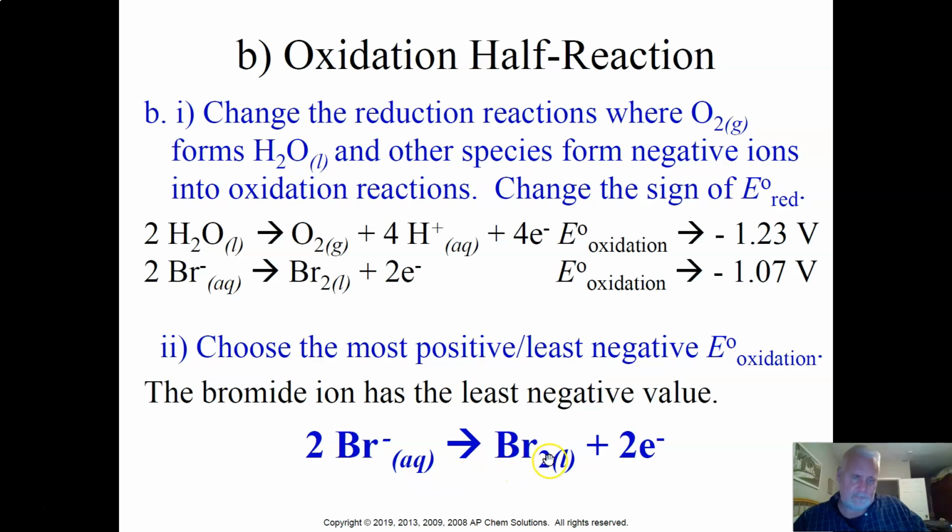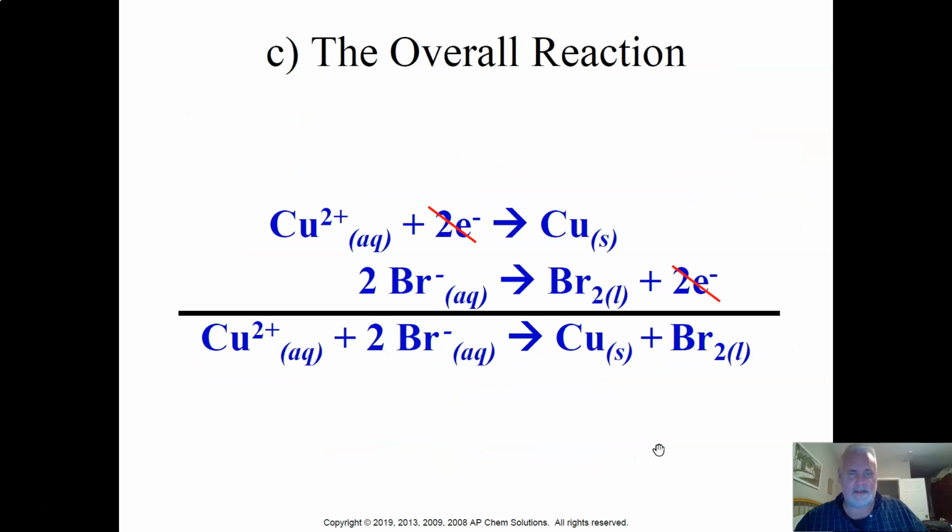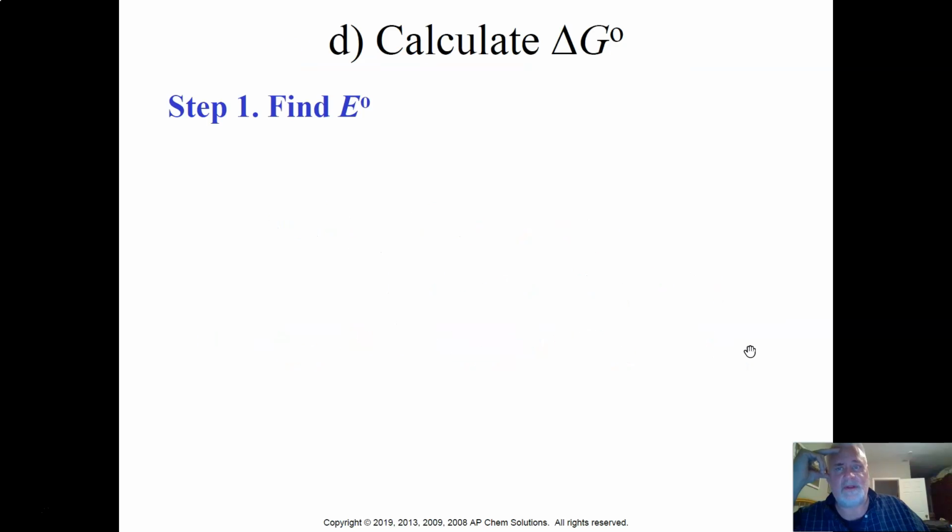2Br minus gives you Br2 plus 2 electrons. So now we have both our oxidation and reduction reaction from the previous one, and then you can write the overall reaction. You can see that we are gaining and losing 2 electrons, so those will cancel out, and that becomes our overall net ionic equation for this problem.